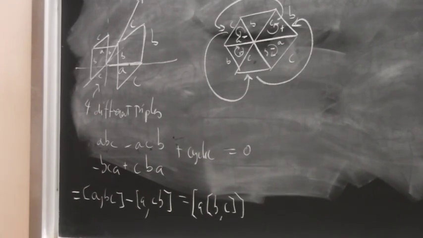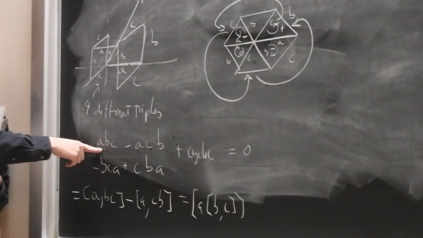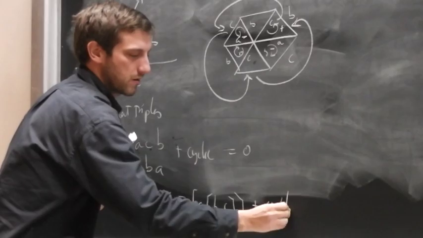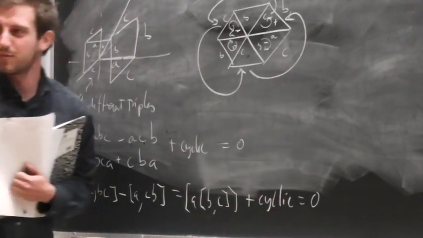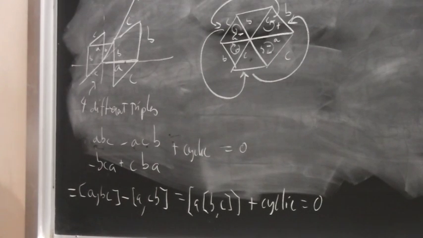Right, so I just need to be able to multiply these things. I need things to be associative. So you take any associative algebra, and you do this, plus cyclic, zero. Okay, so any associative algebra with commutators is a Lie algebra, as we say. So this is the Jacobi identity.